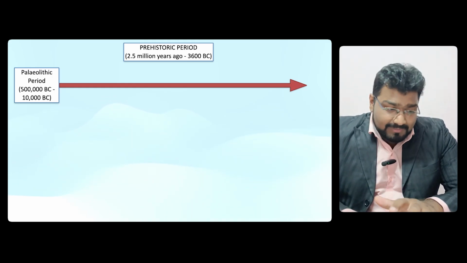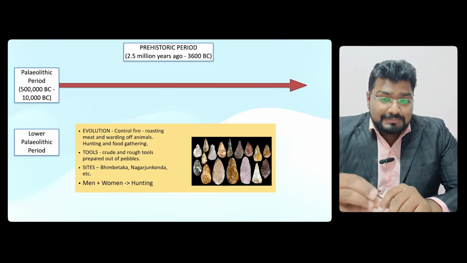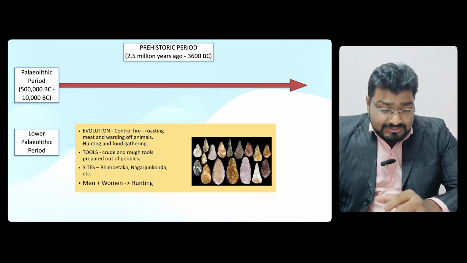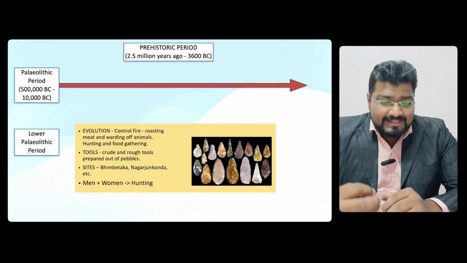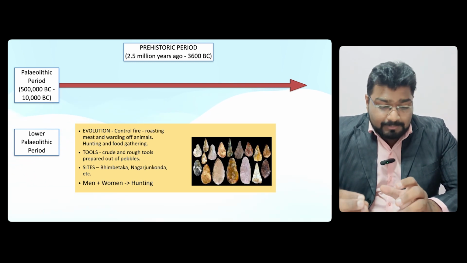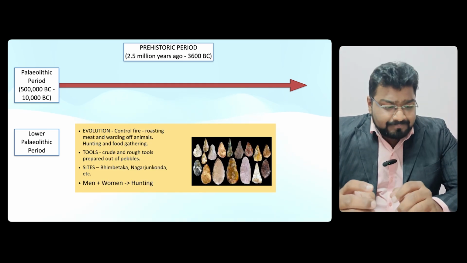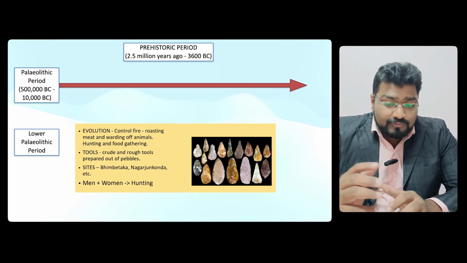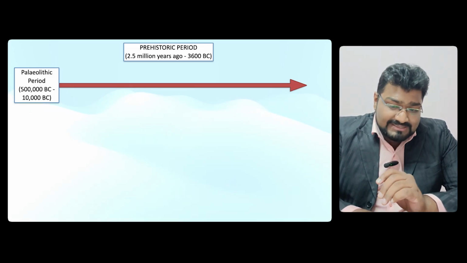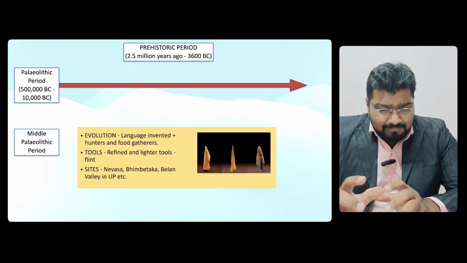Now the Paleolithic period, we'll see the lower Paleolithic period first. In the lower Paleolithic period, you need to remember a few things: control of fire was learnt, basically for roasting meat and warding off animals. Hunting and food gathering were the major occupations. Tools were crude and rough, prepared particularly out of pebbles. Sites were Bhimbetka and Nagarjunakonda. Men and women both were involved in hunting. After the lower Paleolithic period, next comes the middle Paleolithic period. In the middle Paleolithic period, the evolution happened slightly.